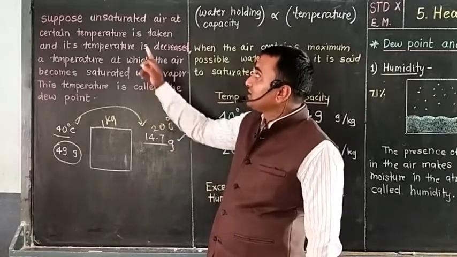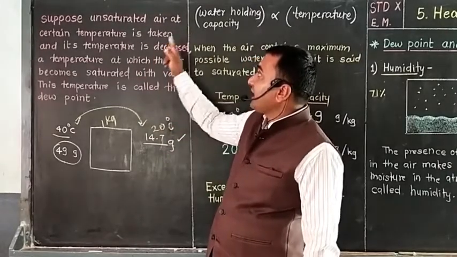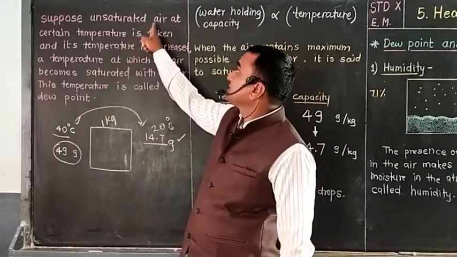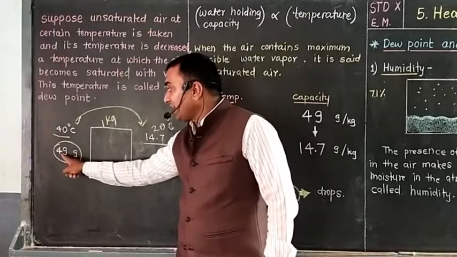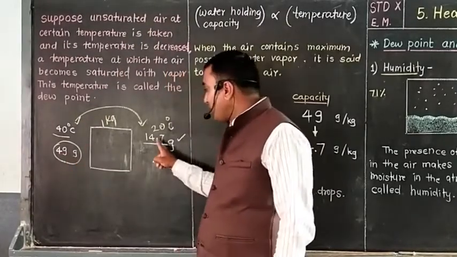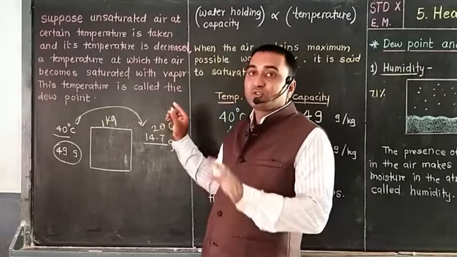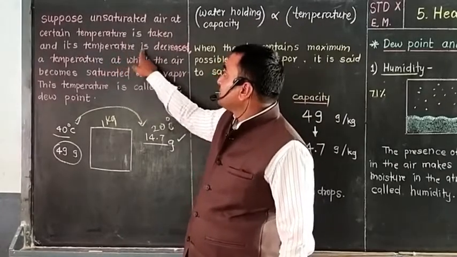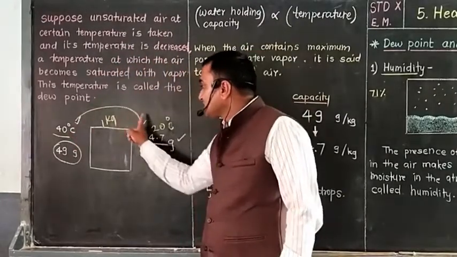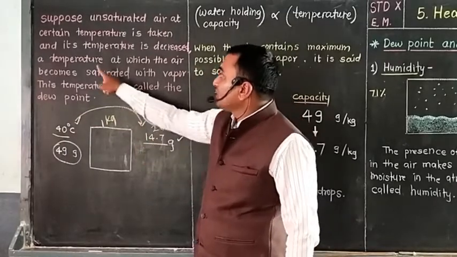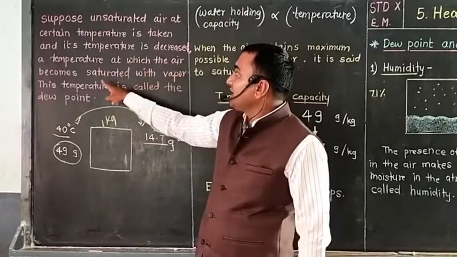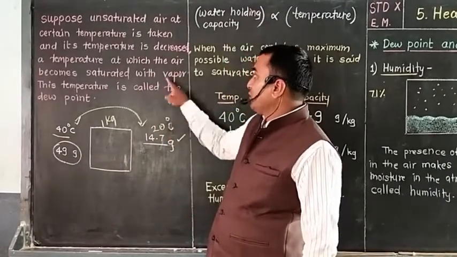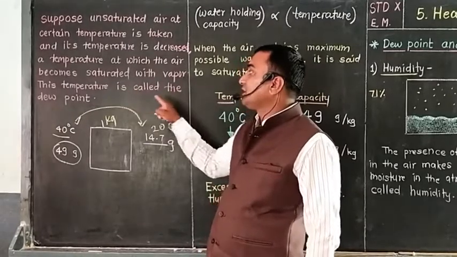So what is dew point? Suppose unsaturated air at a certain temperature is taken, 40 degrees Celsius. 49 gram was the capacity, but now the availability is 14.7 gram. So definitely it is an unsaturated air block. It is taken and the temperature is decreased from 40 degrees Celsius to 20 degrees Celsius. So a temperature at which the air becomes saturated, this air block is saturated at 20 degrees Celsius with vapors, this temperature is called the dew point.